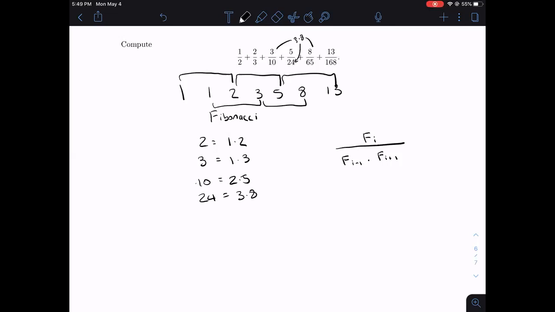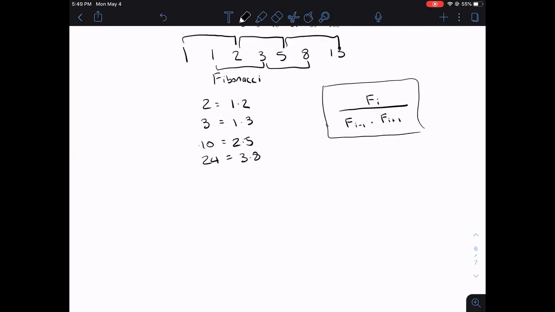A hint to this problem is like the previous one. Maybe you could subtract two fractions and create this one. All right, whatever, I'll just give the solution now. This is really similar to the last problem. Let's consider 1 over f_{i-1} minus 1 over f_{i+1}.